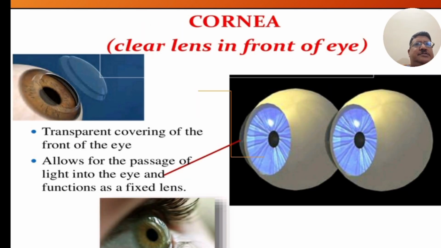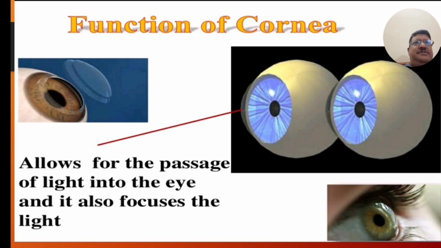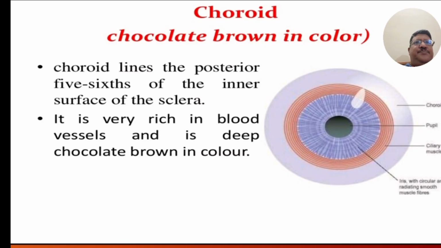Cornea: clear lens in front of the eye, a transparent covering of the front of the eye, allows for the passage of light into the eye and functions as a fixed lens. Function of cornea: allows for the passage of light into the eye and it also focuses the light.